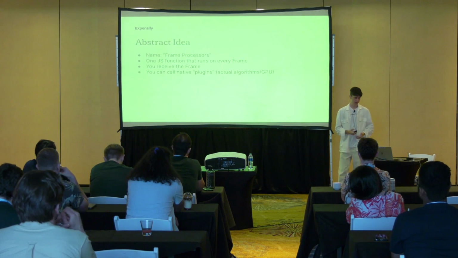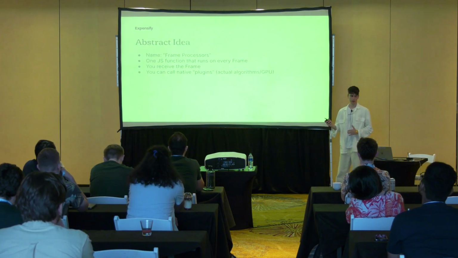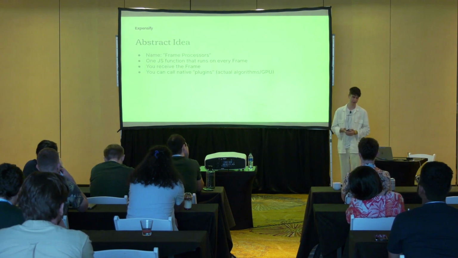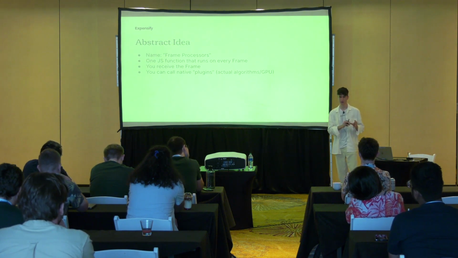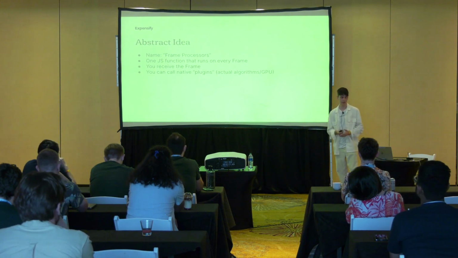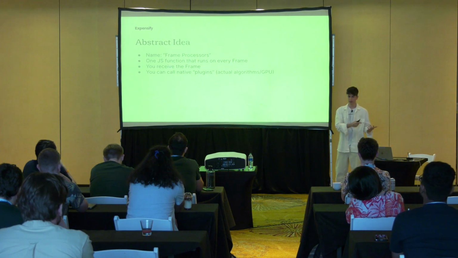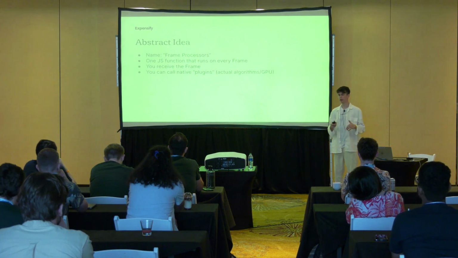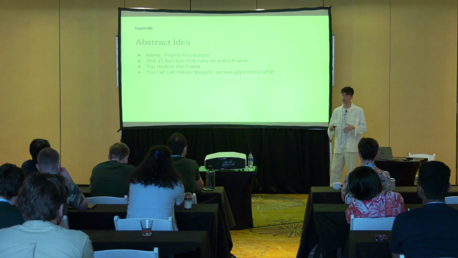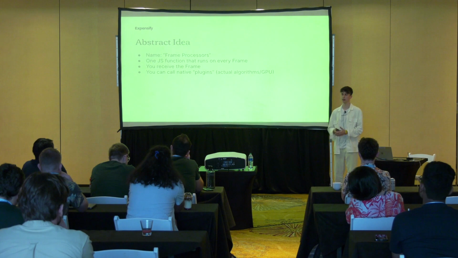Right. So the abstract idea was that we call this whole thing frame processors. I think the name is fairly obvious. It's one JavaScript function that gets called for every new frame that the camera actually sees. So you receive the frame. You can run any JavaScript code in there. You might want to read some state from the React tree. You might want to have some other config, some logging maybe. And then you call into native plugins that actually do the heavy lifting, right? The actual algorithms that run on the GPU, that has to be native code.